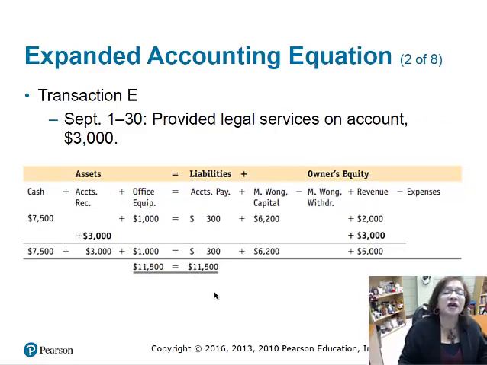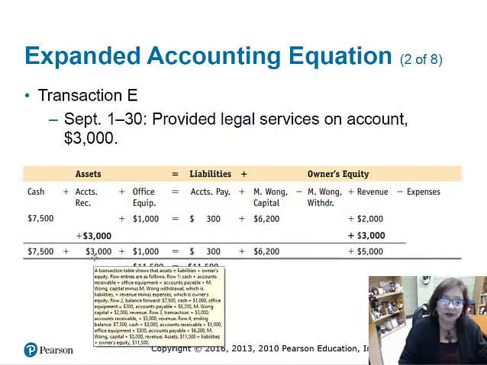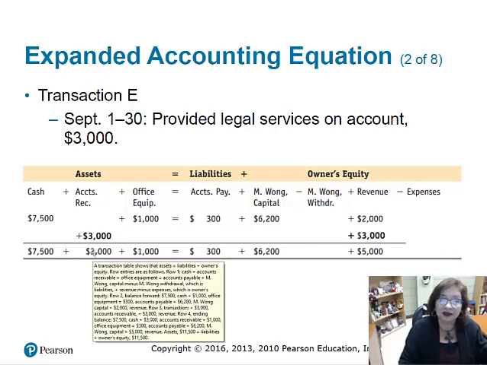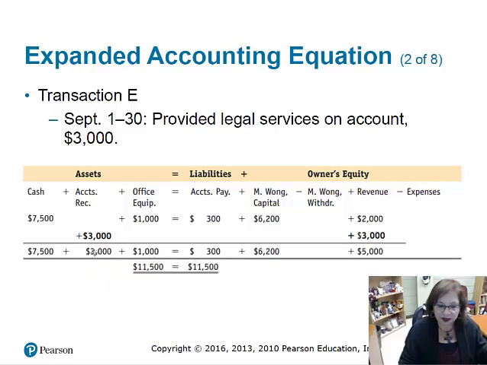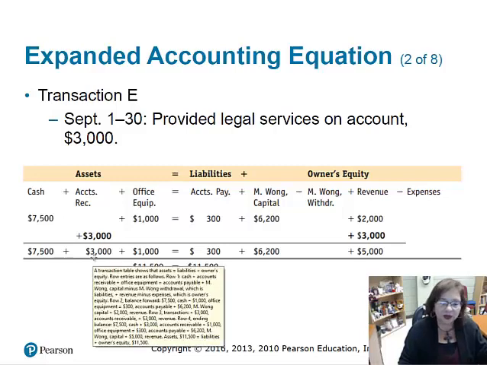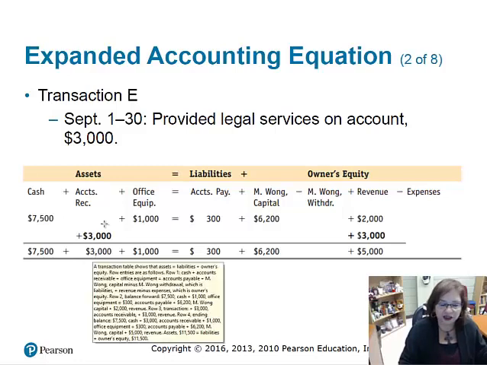Okay? Another one. Here we have provided legal services on account. All right, on account, meaning that they owe her because she provided the services. So now you have cash, accounts receivable. It is an asset because it can be made into cash quickly, like I said, it's quickly made a liquid amount, meaning cash.